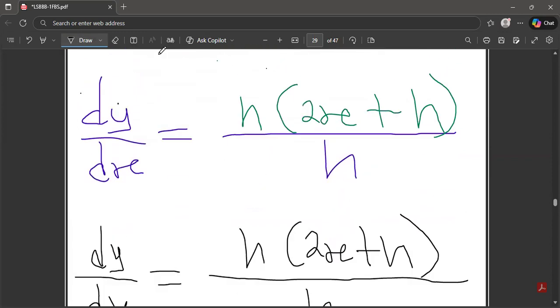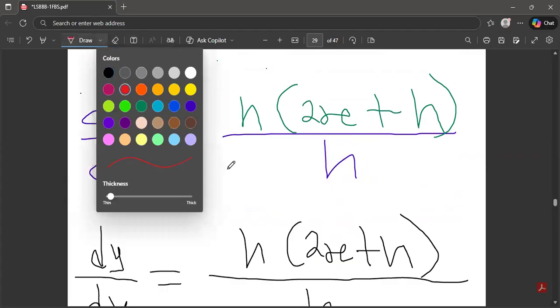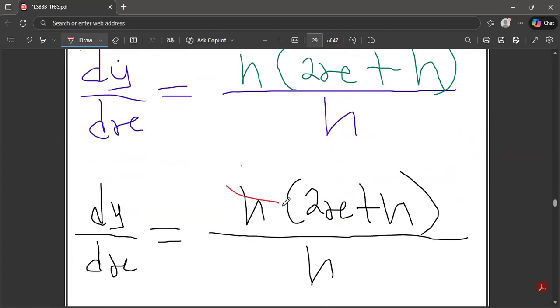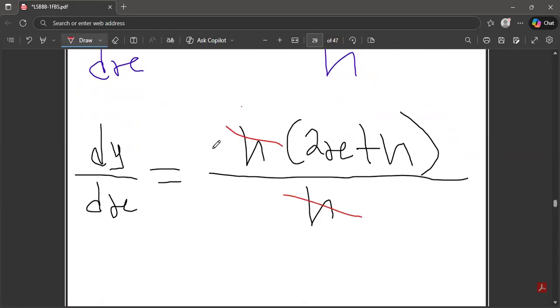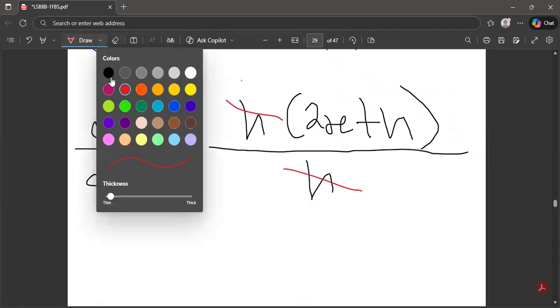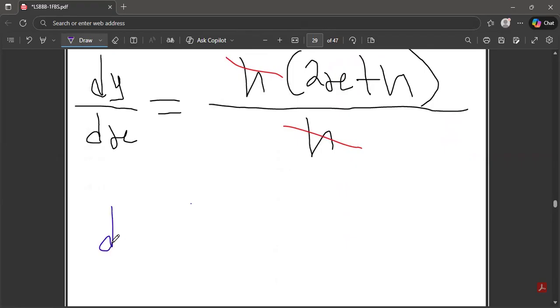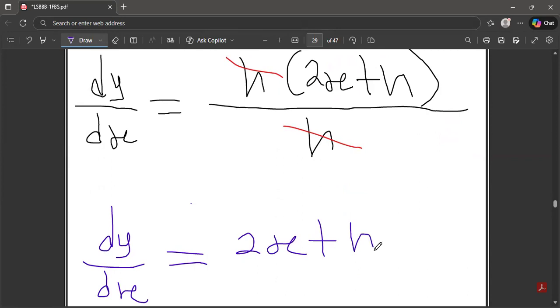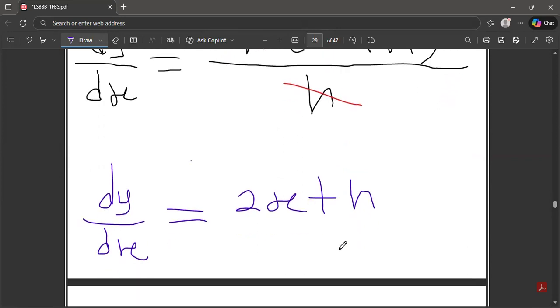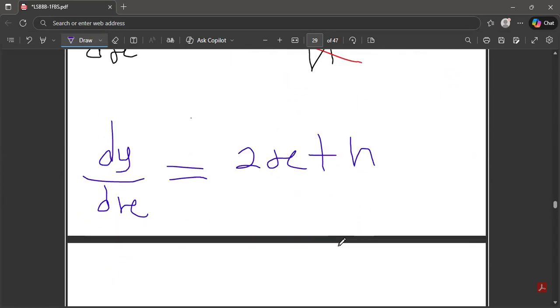You see? So at the end of the day, we can say that h is going to cancel h. This h is going to cancel this h. So what are we going to be left with? We're just going to be left with the dy/dx is equal to 2x plus h. When we get to this point, it means that we have to take limit of what?